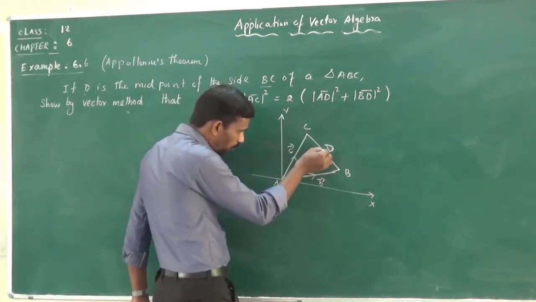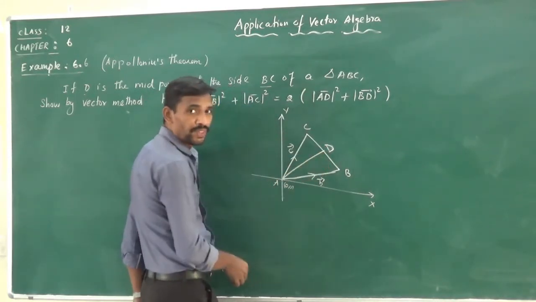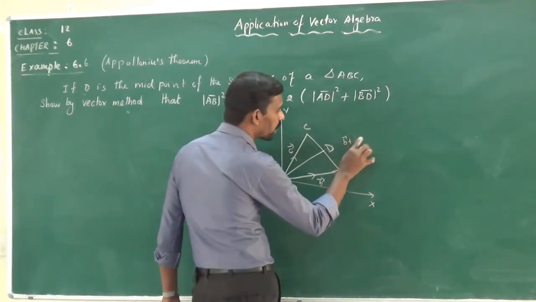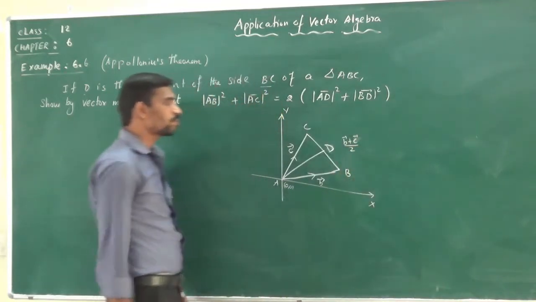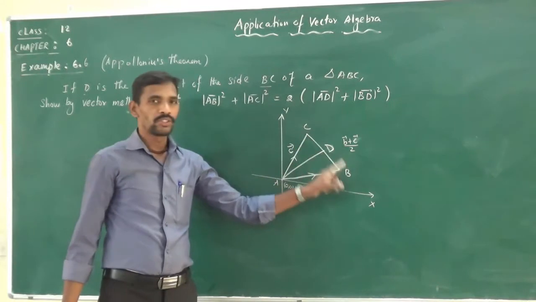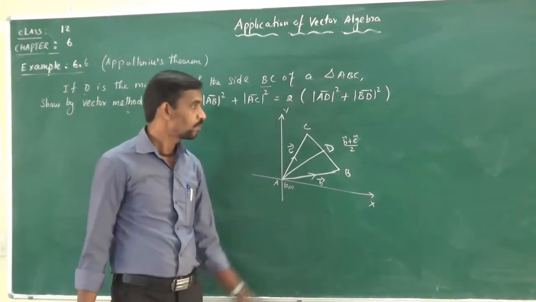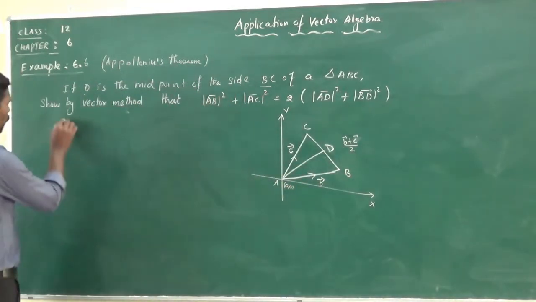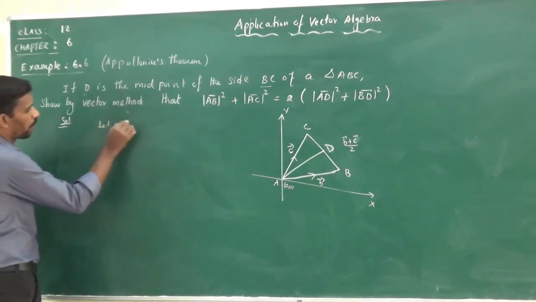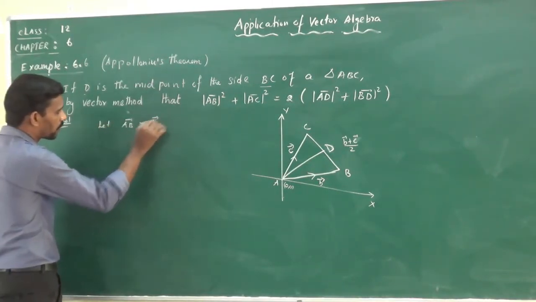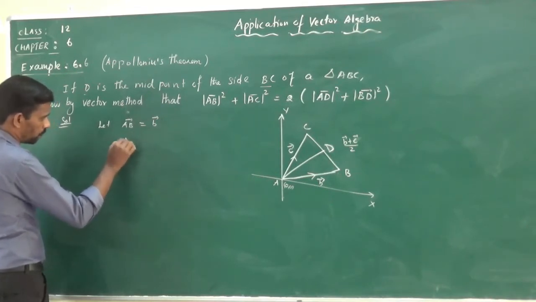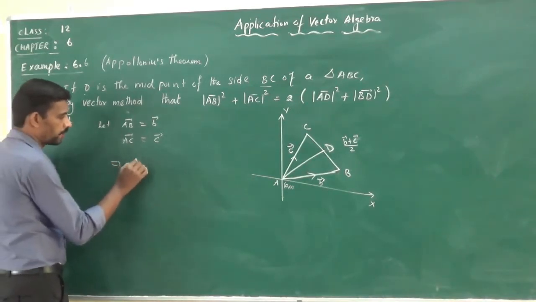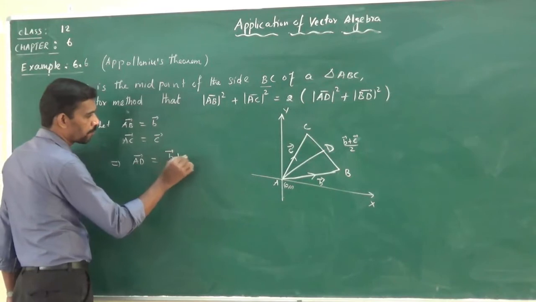Now I want to find the position vector of D. D is nothing but the midpoint of these two, so D is B vector plus C vector divided by 2. Midpoint means you take two points, x1 plus x2 by 2, comma, y1 plus y2 by 2; the same way, B vector and C vector plus divided by 2. Okay? Now the solution. Let AB vector be B vector, AC vector be C vector, which implies AD vector is equal to B vector plus C vector divided by 2.